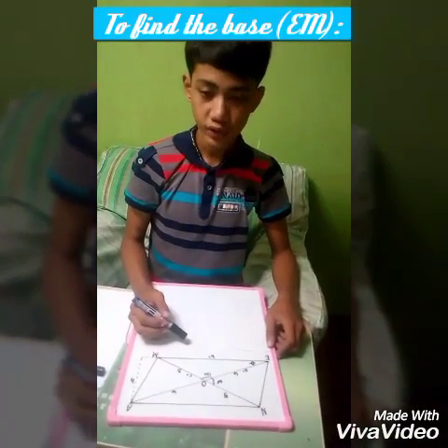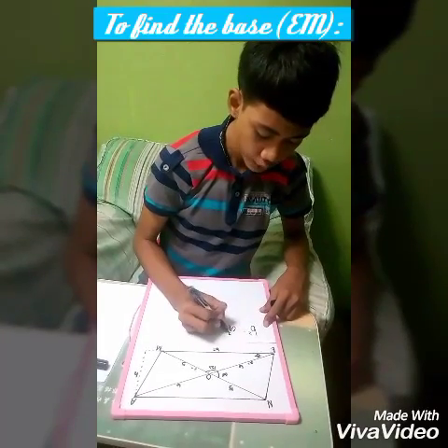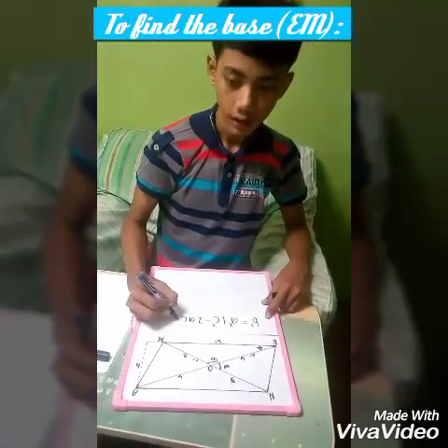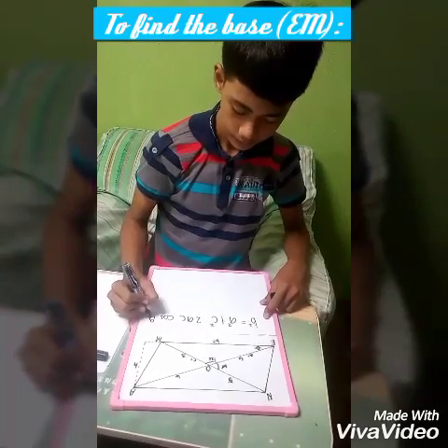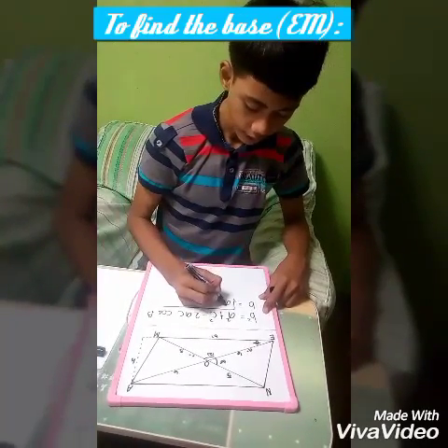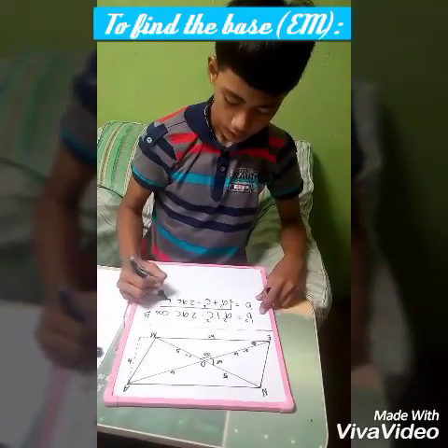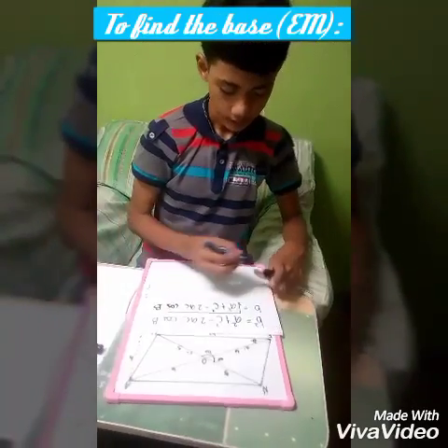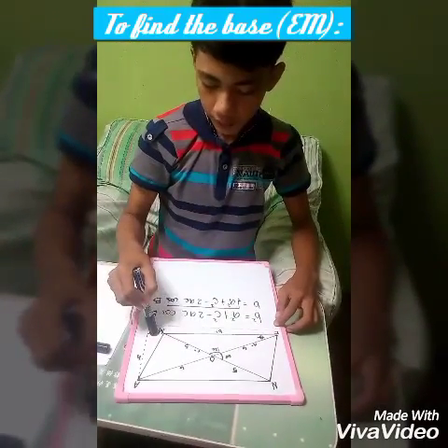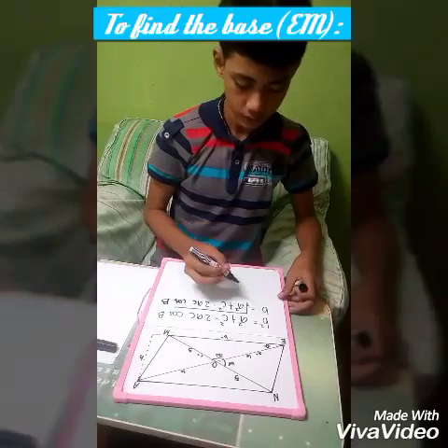To find EM, I use the formula B squared is equal to A squared plus C squared minus 2AC cosine B. B is equal to the square root of A squared plus C squared minus 2AC cosine B. Since I let EO represent A, OM represent C, and EM for B, then you have to substitute the value.